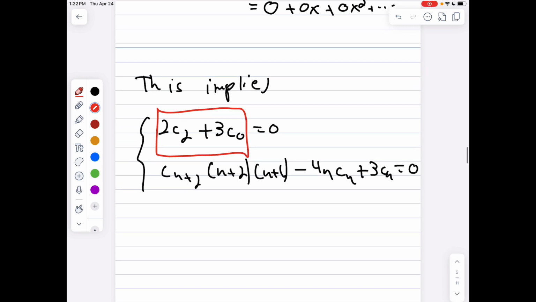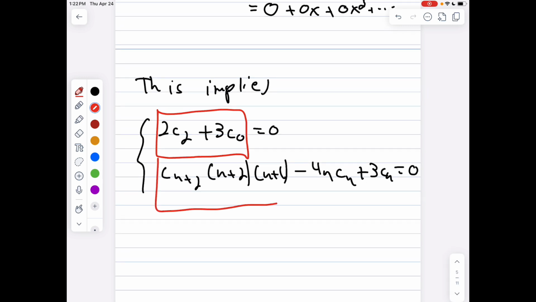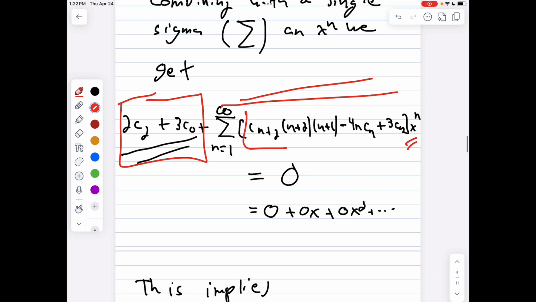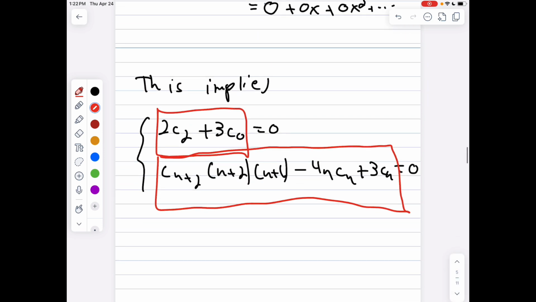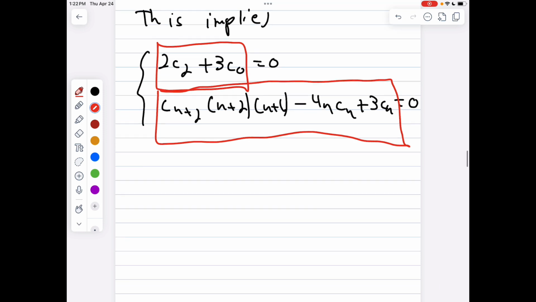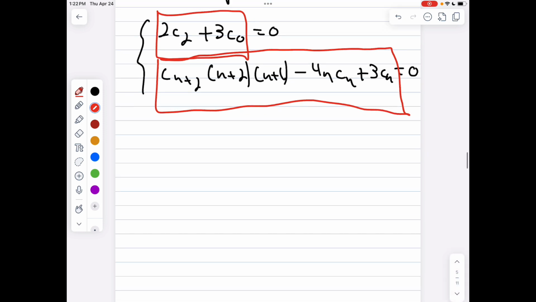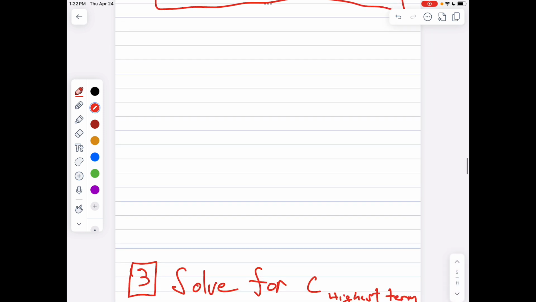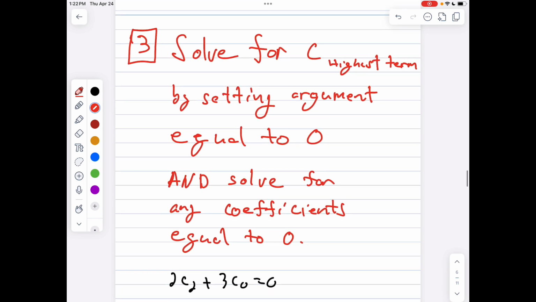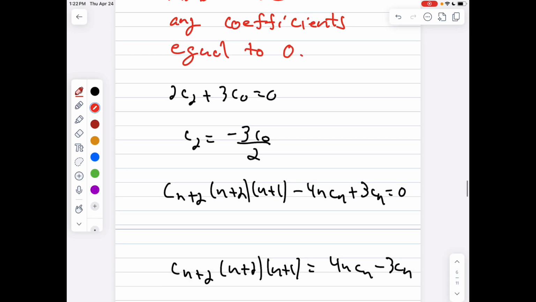And then the other thing is, because all the powers of x have to equal 0, all of the stuff next to x to the n inside the sigma has to equal 0 itself. What we're going to do with that is as follows. There's a bit of work with these. You're going to solve for the highest term, c sub highest term, by setting the argument equal to 0 and solving for any coefficients equal to 0.